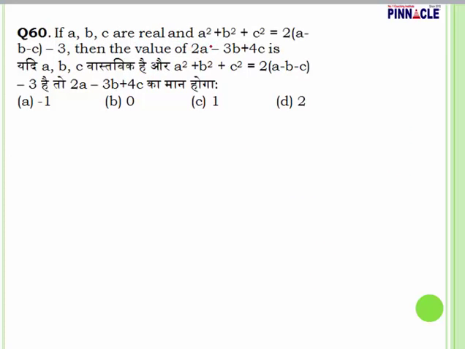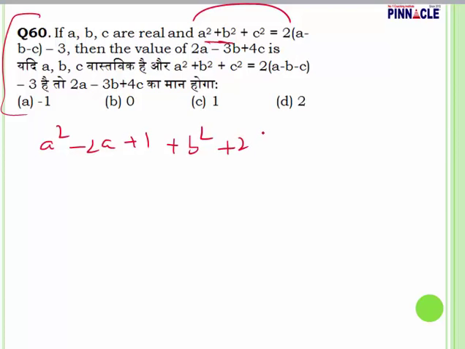60. If a, b, c are real and a square plus b square plus c square is equal to a minus b minus c is equal to minus 3, then the value of 2a minus 3b plus 4c. This is a very famous question, a famous variety, and generally you will find one of this variety in the exam 100%. So a, b, c real. See, a square minus 2a, you can write this expression in this format, plus 1, we have converted to this side. Now b square plus 2b plus 1, plus c square plus 2c plus 1 is equal to 0.